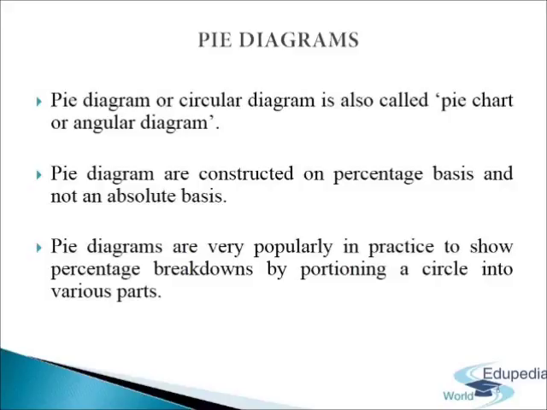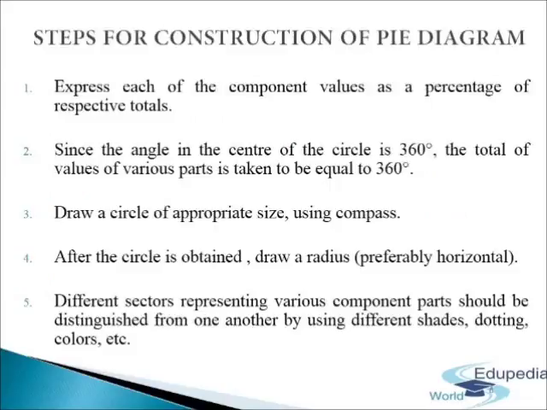In the words of Herbert and Raymond, a pie diagram is a chart of circular shape broken into subdivision. The size of the section indicates the proportion of each component part to the whole. Steps for construction of pie diagram. First, convert each component as a percentage of a total. Convert the absolute values of various parts or components into percentage values of the total.